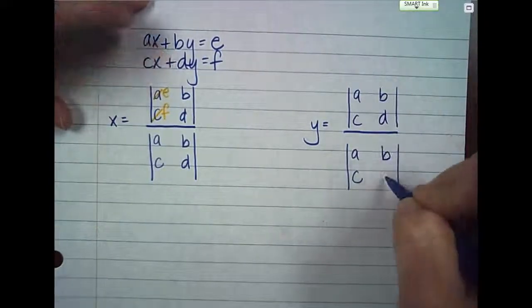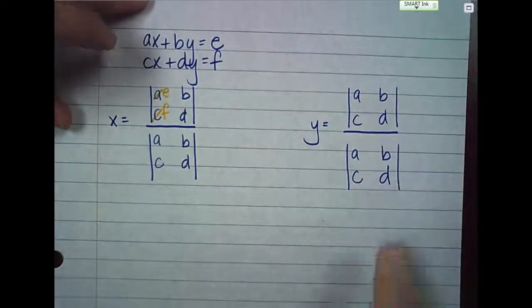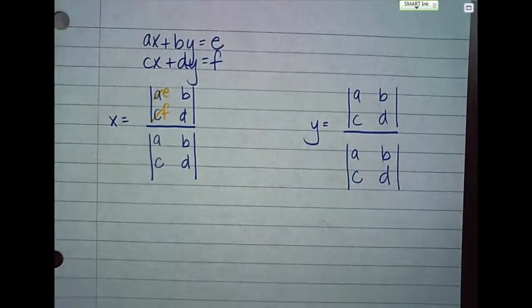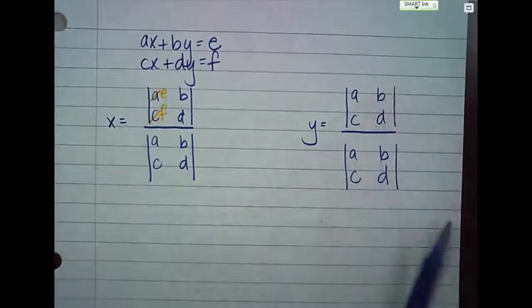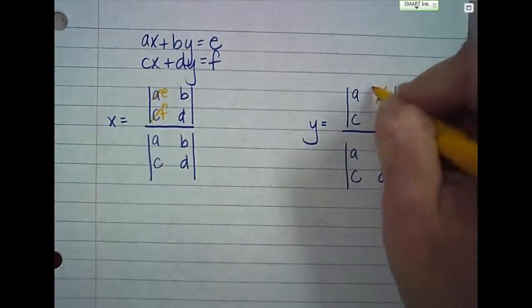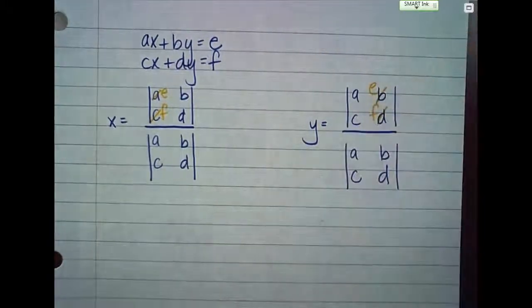And some of you may have already seen the pattern. But now that I'm solving for y, which one's going to go away? Yeah, you already figured it out. The BD is no longer BD. What are we going to trade them for in the top? EF. So this is now E, and this is now F. That's it. Find the determinant of both, and divide.